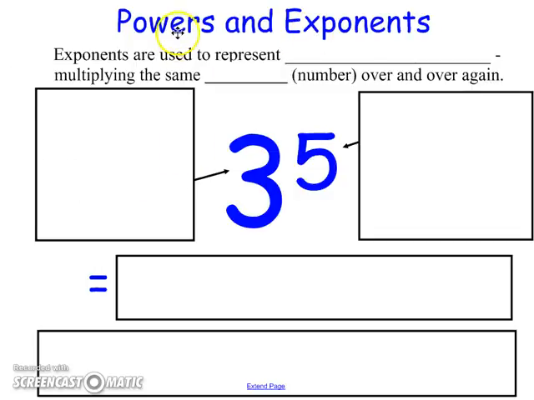So powers and exponents, which again are sometimes called powers, but the mathematical term is exponents. Exponents are used to represent repetitive multiplication, multiplying the same factor or the same number over and over again. Backing up to when you learned multiplication, multiplication was repetitive addition, where 4 times 3 is 3 fours added together. In this case, we're talking about taking a number and multiplying it by itself over and over again.